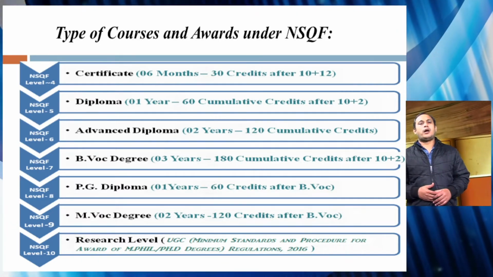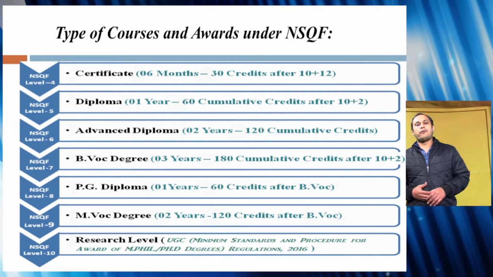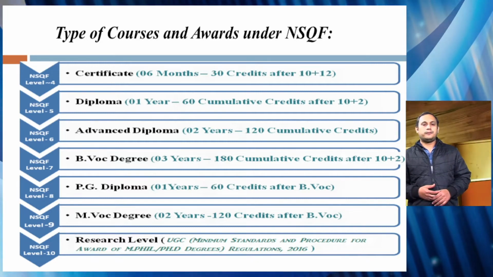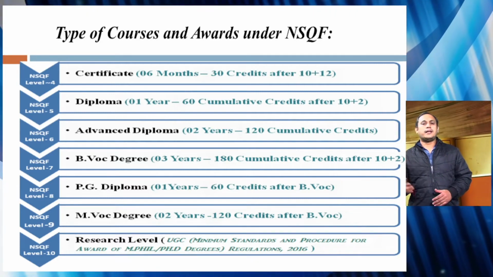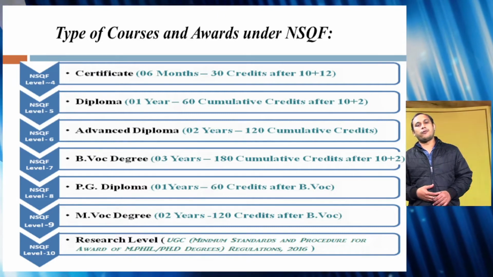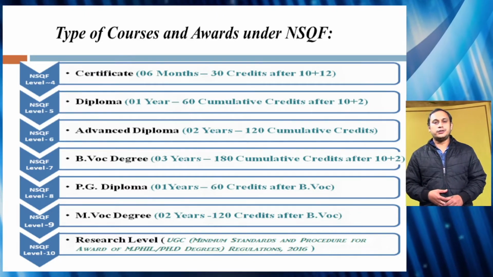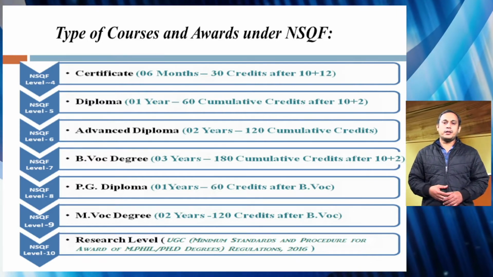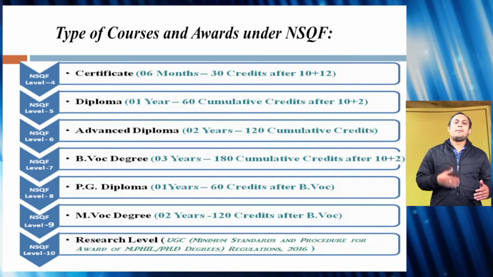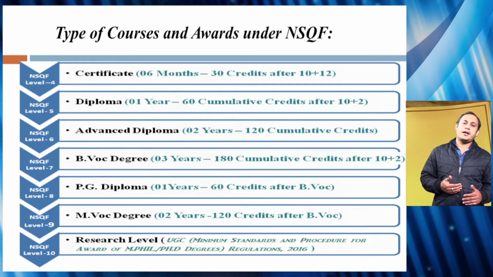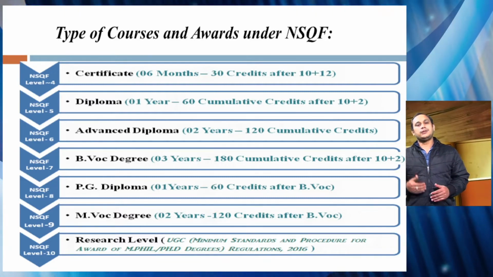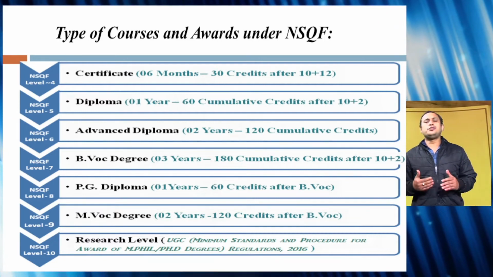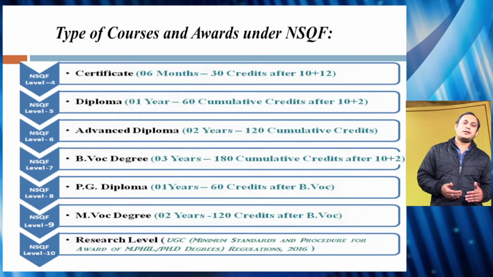Now another program, that is degree program, which is known as BVOC, that is Bachelor of Vocational Degree course under NSQF, is of 3 years duration, and the cumulative credit under this program is 180 cumulative credit, and the basic qualification for pursuing BVOC degree program under NSQF is 10 plus 2. Along with BVOC degree program, there is a provision for PG diploma program under NSQF.